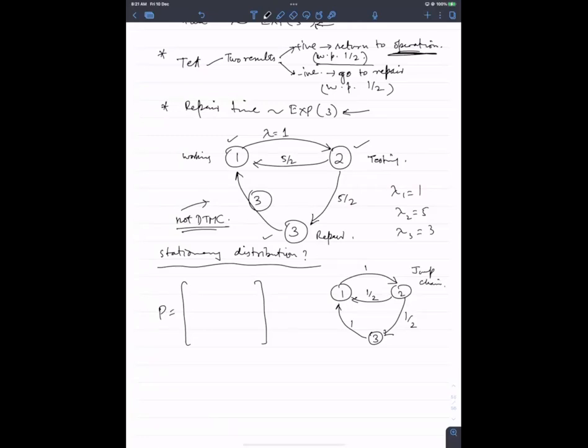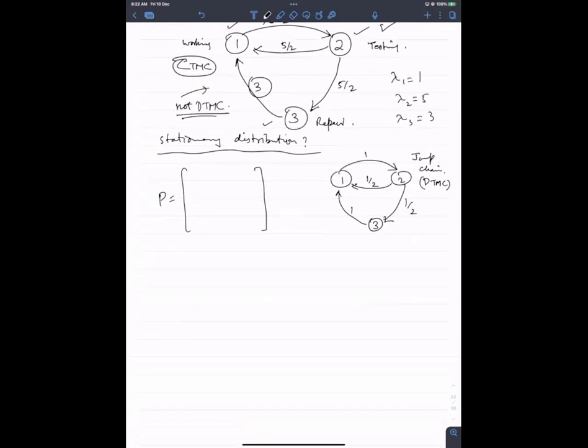ये वो discrete time Markov chain है जो underlying this CTMC है. This is CTMC के rate probability की matrix है. ये diagram है. ठीक है. Rate diagram है. Now you have this DTMC.